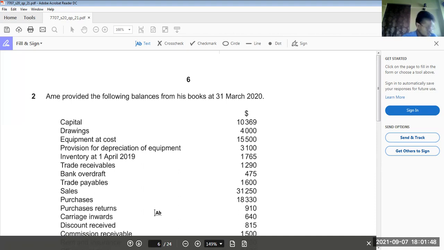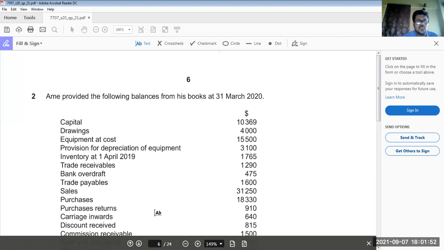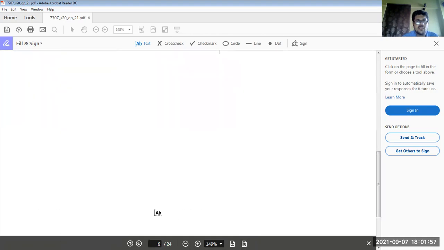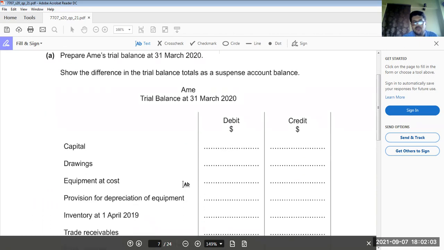Question number two. Balances are provided by Amy on 31st March 2020. We have to prepare the trial balance. They are giving you the trial balance, you just need to write it out. Now, capital is always credit.